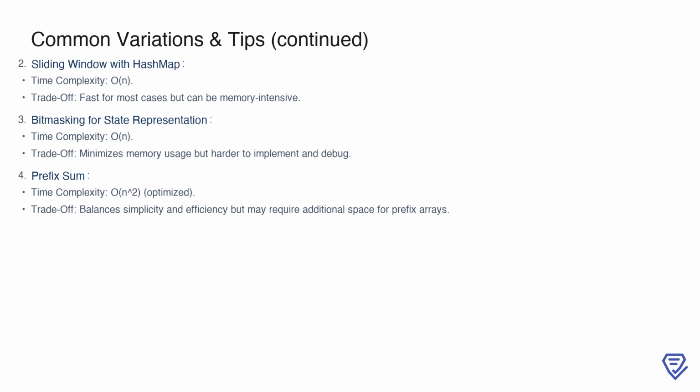However, this approach can be memory intensive, especially when storing large amounts of intermediate data. Bit masking offers another optimization, representing the state of a substring compactly and minimizing memory usage. With a time complexity of O(n), it's highly efficient, but implementing and debugging bit masking can be more challenging. Finally, prefix sums provide another balanced approach, reducing complexity to O(n²) in its optimized form. While it requires additional space for prefix arrays, it balances simplicity and efficiency.